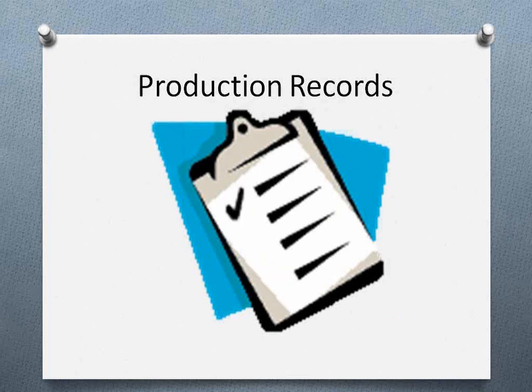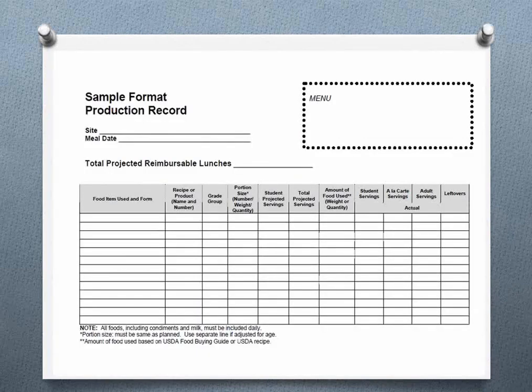Production records are another big step in menu planning. And this is basically your recipe to your staff of how you want the day's menu to be produced or cooked for the students. So we have a couple of examples. This is the original standard production record that you see often. This one says lunches, but it could be also used for breakfast. It's available on our website.